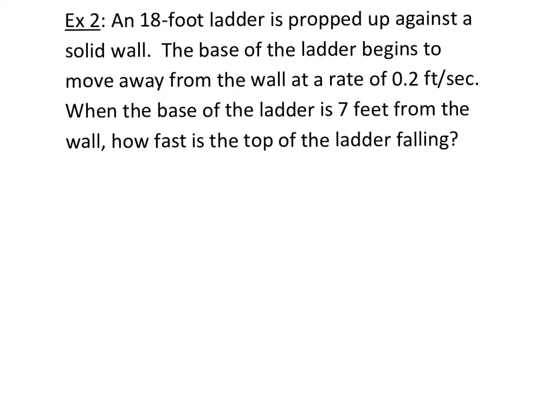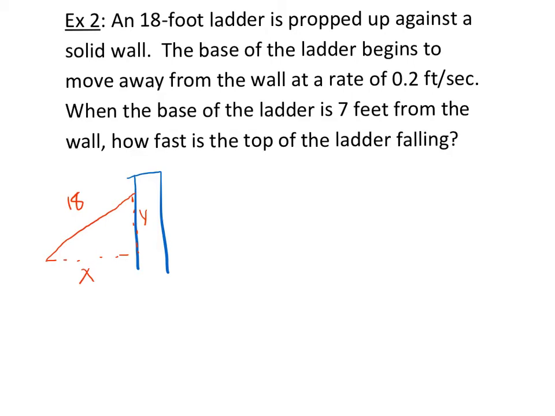An 18-foot ladder is propped up against a solid wall. The base of the ladder begins to move away from the wall at a rate of 0.2 feet per second. When the base of the ladder is 7 feet from the wall, how fast is the top of the ladder falling? So I could draw this. Here's my wall right here, and I have a ladder propped up on it, and this is going to be an 18-foot ladder. No matter how it moves, it's going to be 18 feet. I'm going to call the length it is away from the wall x, and the height of the ladder at any time is y.